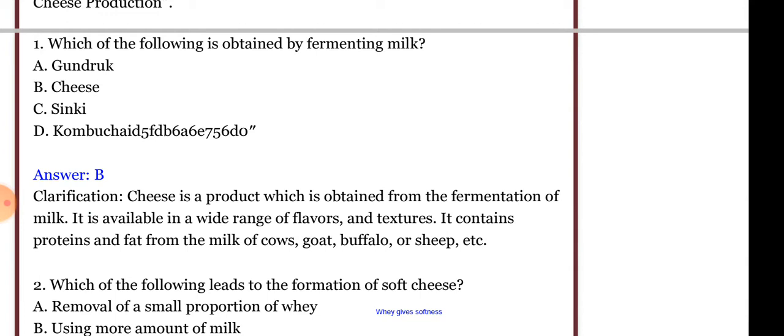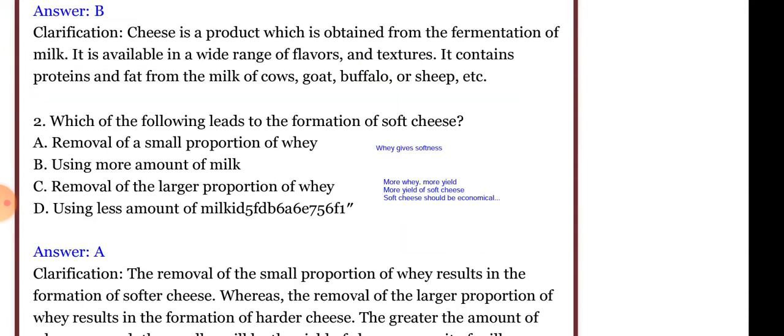Cheese is a product which is obtained from the fermentation of milk. It is available in a wide range of flavors and textures as soft cheese or hard cheese. It contains proteins and fat from the milk of cows, goat, buffalo or sheep.